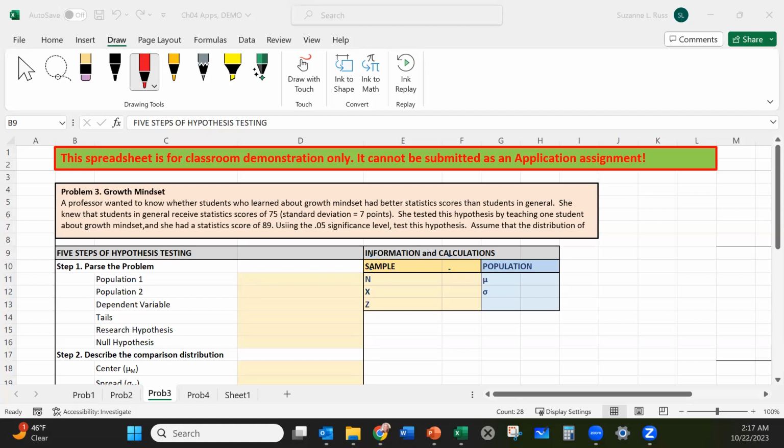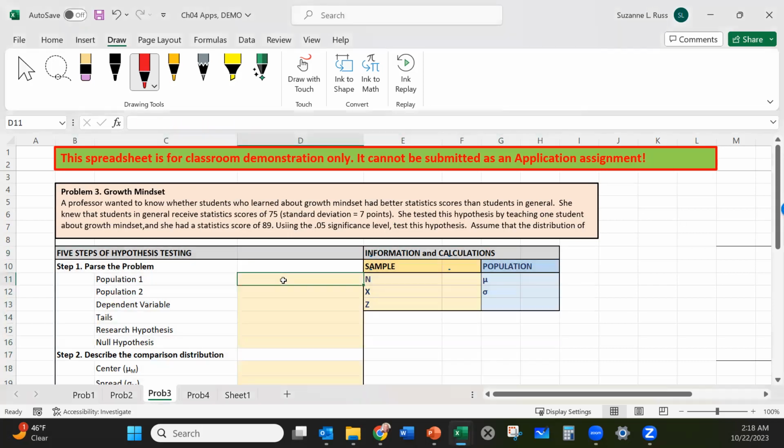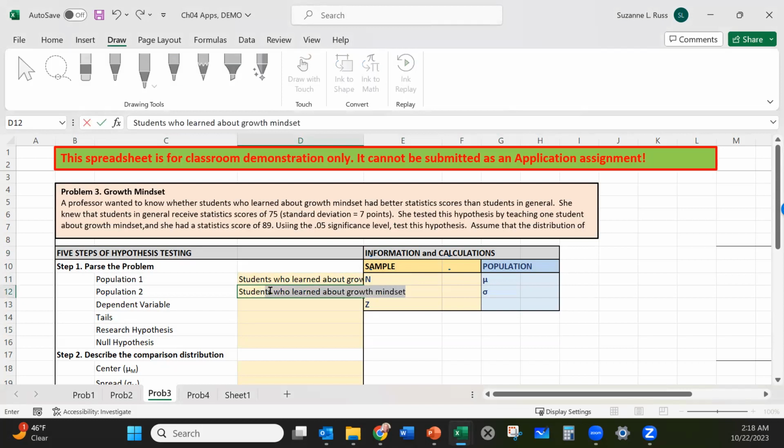She tested this hypothesis by teaching one student about growth mindset, and that student had a statistics score of 89. Using the 0.05 significance level, test this hypothesis. Assume the distribution is normal. So let's go ahead and parse the problem. Population 1, I can see, is students who learned about growth mindset. Population 2 is students in general.